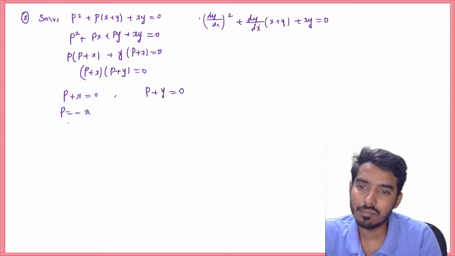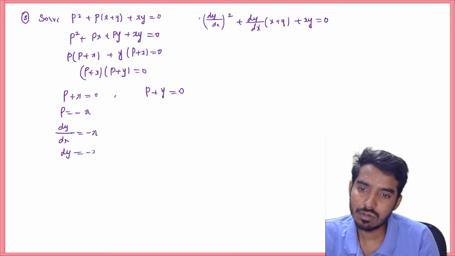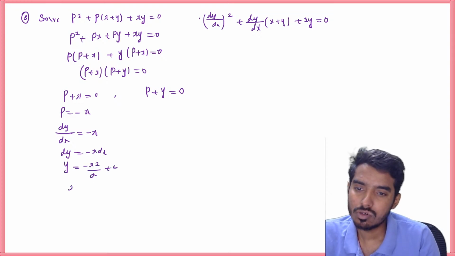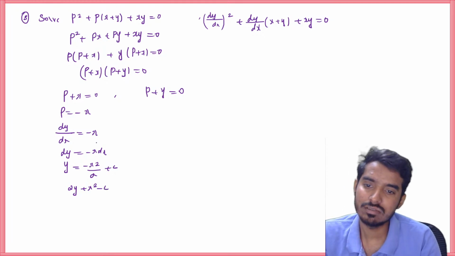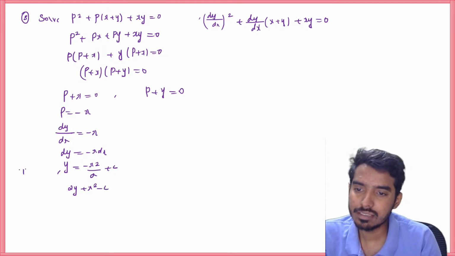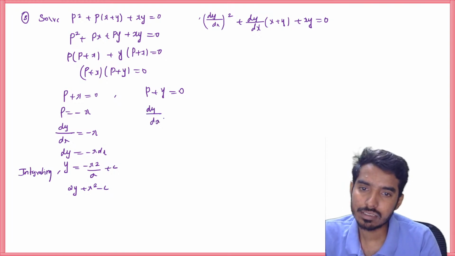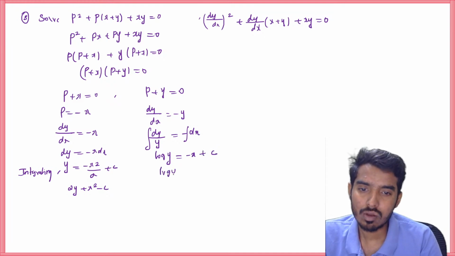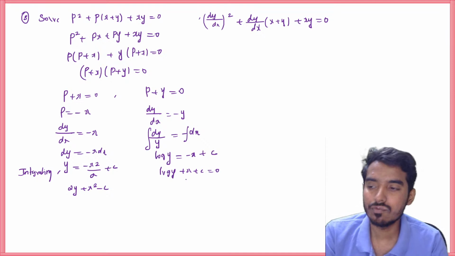So we have p equal to minus x, and the solution for this: dy is equal to minus x dx, y is equal to minus x square by 2 plus c. So 2y plus x square minus c. Here we are integrating this, right? Here we have dy by dx equal to minus y. We have dy by y equal to minus dx. So if I integrate this, we will have log y is equal to minus x plus c. So log y plus x plus c equals 0 is the solution for this term.